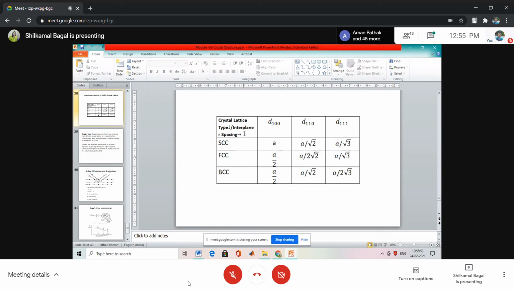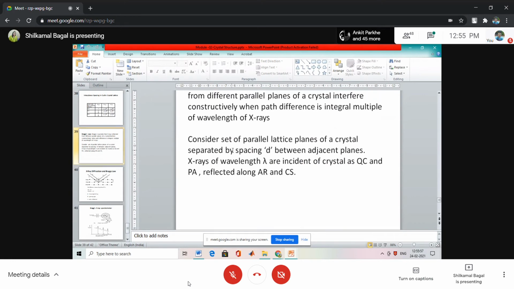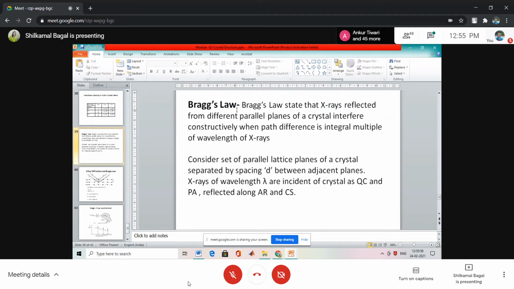Okay. So next one, we will study the very important law, which is known as Bragg's law. This law states that X-rays reflected from different parallel planes of crystal interfere constructively when path difference is integral multiple of wavelength of X-rays.